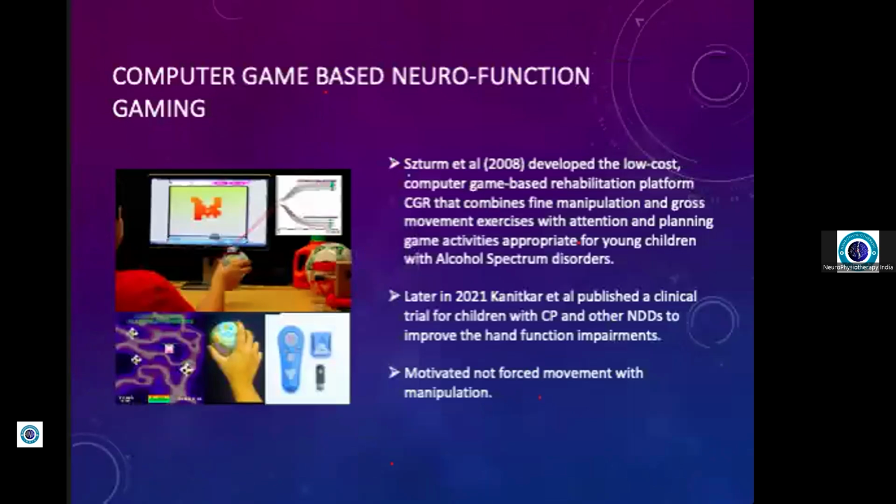So considering all of these pros and cons, we decided to create a low-cost computer game-based rehabilitation platform, which can be used for learning, and which can also be used for therapy. It will also use the principles of goal-oriented repetitive task practice. So this approach combined fine motor manipulation along with gross movements, with attention and planning game activities that are based on repetitive task practice, which are appropriate for young children with neurological disorders.